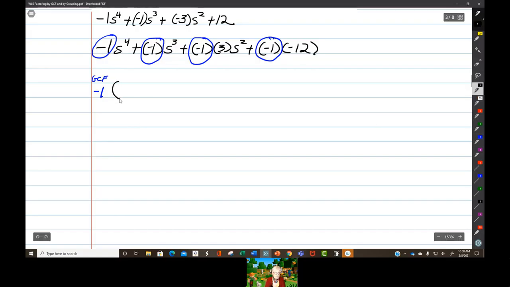Okay, now, I don't really need it that long. Okay, my leftover here is s to the 4th. And my leftover here is s to the 3rd. And my leftover here is 3s squared. And my leftover here is plus a negative 12, so minus 12.